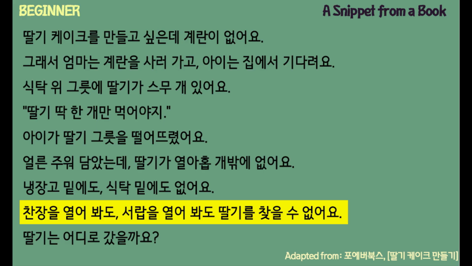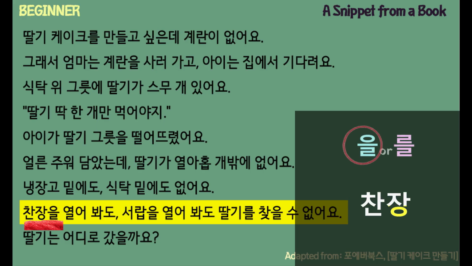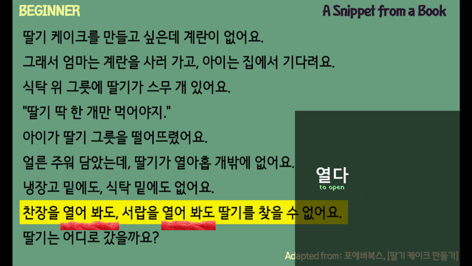찬장을 열어봐도 서랍을 열어봐도 딸기를 찾을 수 없어요. 찬장 means cupboard and 서랍 means drawer. The verb 열다 to open is combined with 보다 to try doing something. The ending 도 here is derived from 그래도 even so. Together, the pattern 봐도 translates to even if you try to do something.